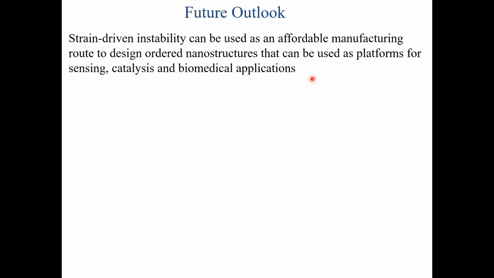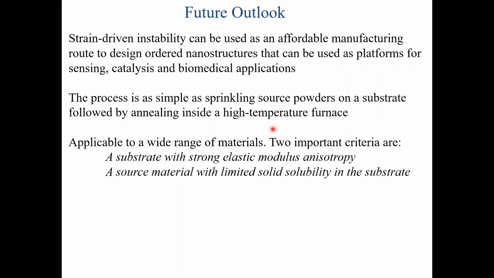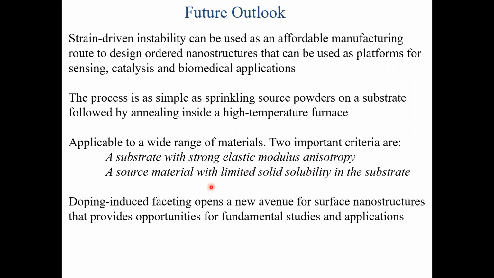So then I'm ready to summarize. Strain-driven instability can be used as an affordable manufacturing technique to pattern surfaces. The process has become very, very simple. You can do it by sprinkling source powder onto the substrate, followed by annealing at high temperature, and it is applicable to a wide range of materials. The two most important criteria are a substrate with a strong elastic modulus and anisotropy, and a source material with limited solid solubility in the substrate.